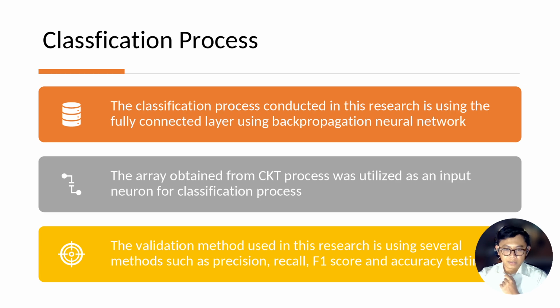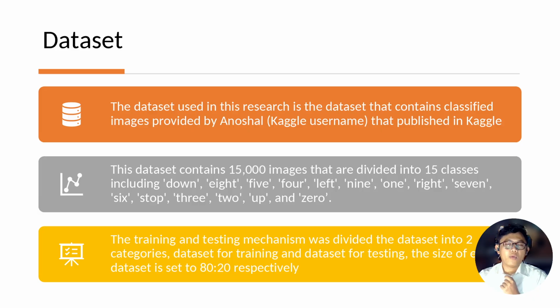And then the validation methods used in this research are several, such as precision, recall, F1 score, and accuracy testing. The dataset used in this research contains classified images provided by Anosal. We can search for it by Kaggle username. It is free to access, published on Kaggle. This dataset contains around 50,000 images divided into 15 classes, including down, 8, 5, 4, left, 9, 1, right, 7, 6, top, 3, 2, up, and 0.